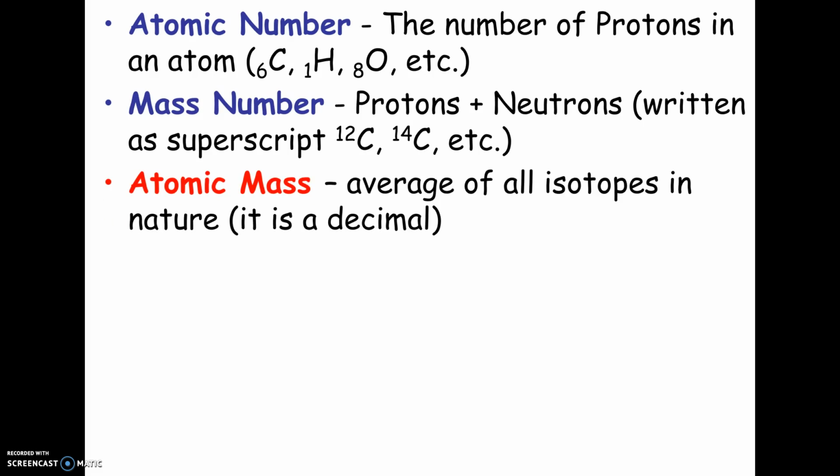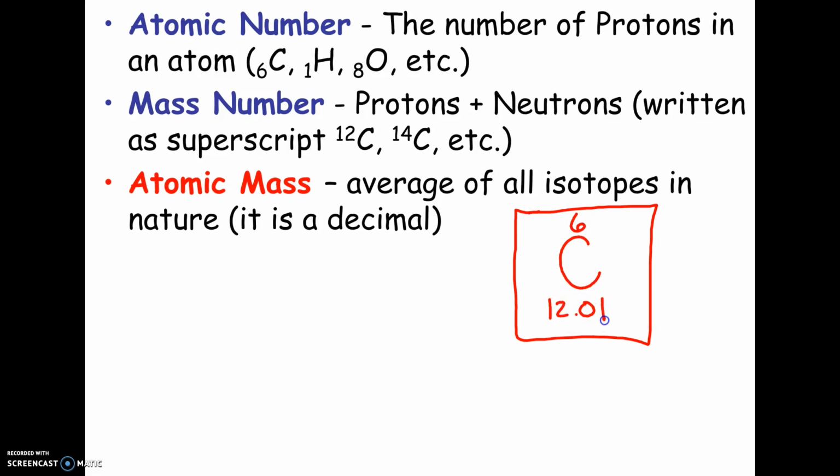The atomic mass is what you usually see on the periodic table. So if I was to look up carbon on the periodic table, I'm not going to see all of those carbon 12 and carbon 14. What I'm going to see is a big C, a 6, and probably a decimal number like this. So the decimal is called the atomic mass. It's the average of all the isotopes in nature. And it's based on how common the isotopes are.